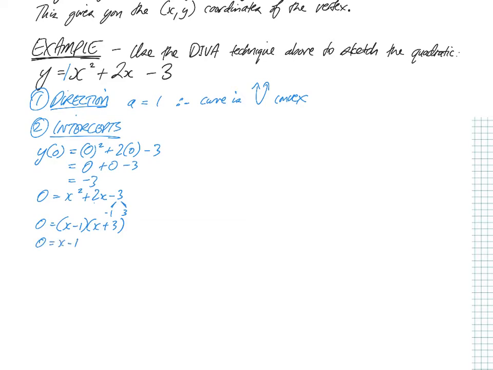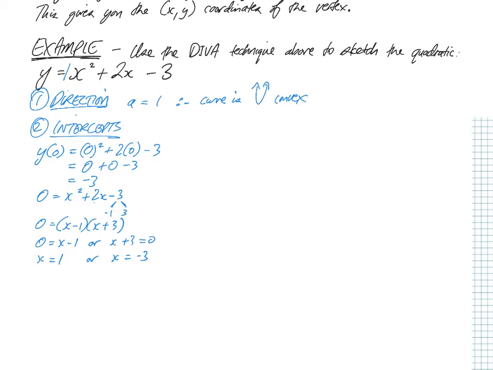X minus 1 could be 0, or x plus 3 could be 0. What's the opposite of taking 1? Adding 1. So x could be 1, or it's the opposite of adding 3, taking 3. So x could be negative 3, the other alternative. So those are the two intercepts, the two x-intercepts.